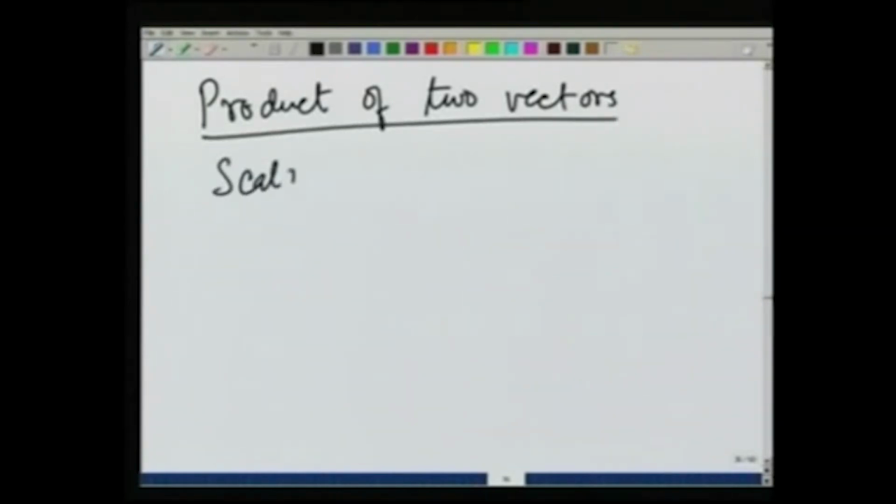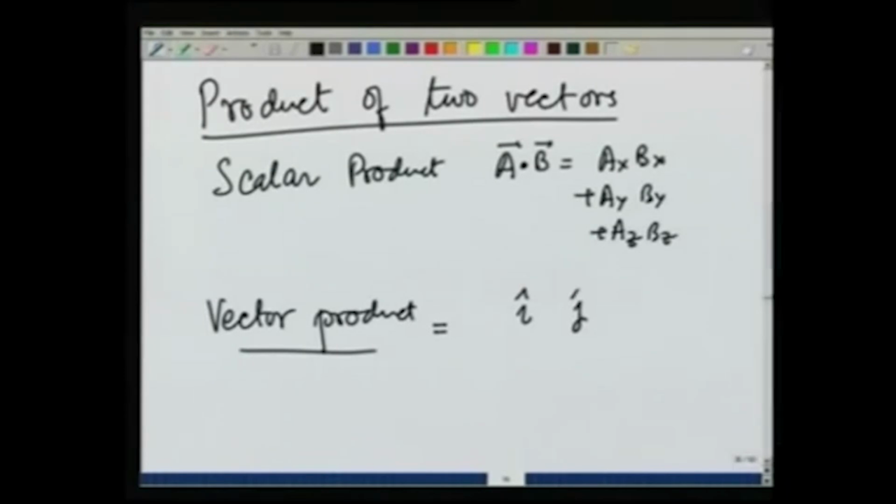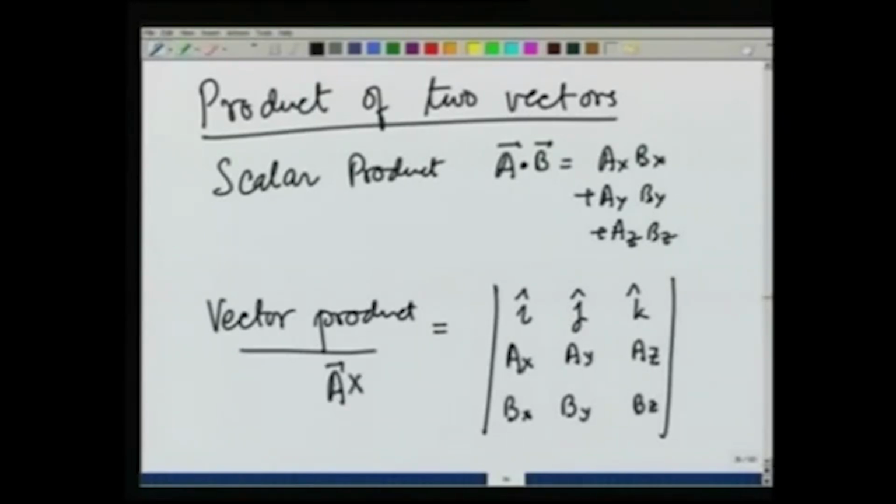one is a scalar product, which is written as A dot B, which is nothing but Ax Bx plus Ay By plus Az Bz, and the other is the vector product, which gives me a vector quantity, which in short form I can write as a determinant with i j k, Ax Ay Az, Bx By Bz, a determinant of this, and this is A cross B. I leave it for you to check that this gives the same expression as we used earlier.